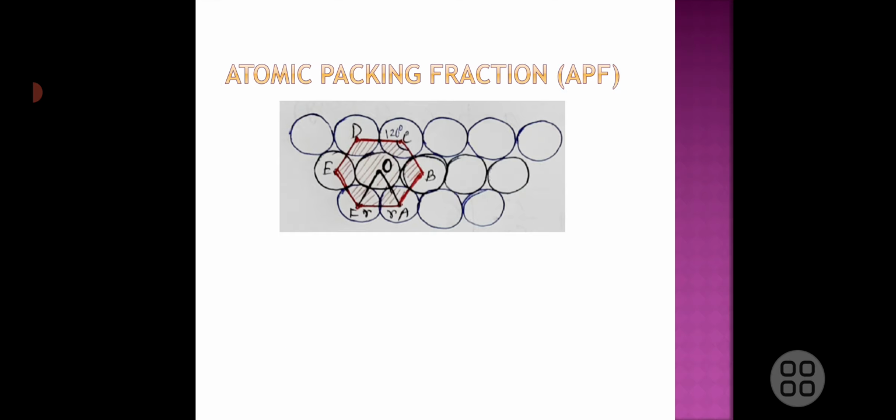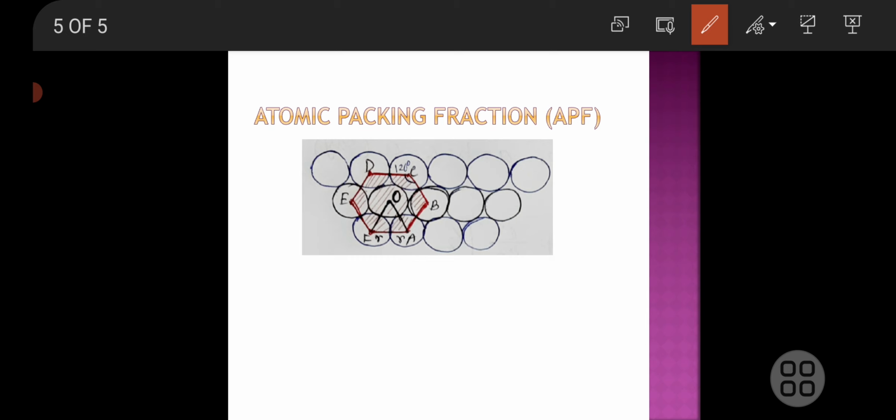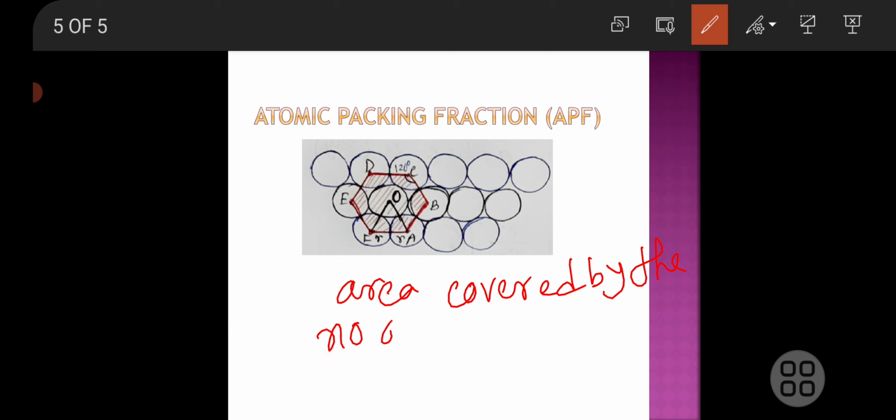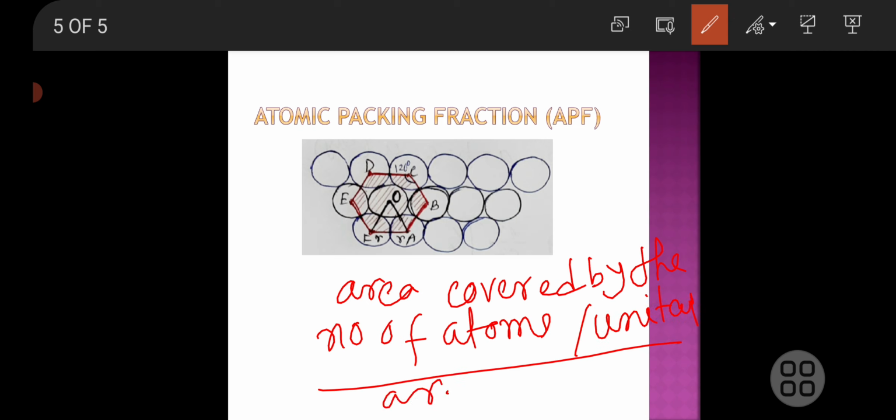Now we would like to find out what is the atomic packing fraction. Atomic packing fraction for this 2-dimensional case: you would like to find out the area covered by the number of atoms per unit cell divided by the area of the unit cell. Because it is 2-dimensional, that's why we have taken this area, otherwise we have to take the volume. So area covered by the number of atoms per unit cell divided by area of the unit cell.